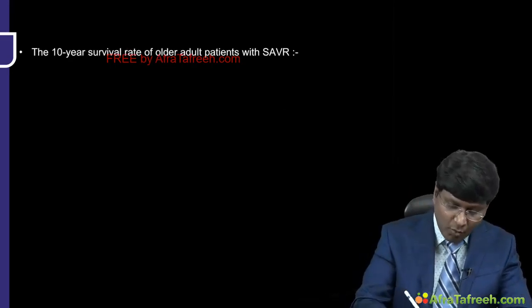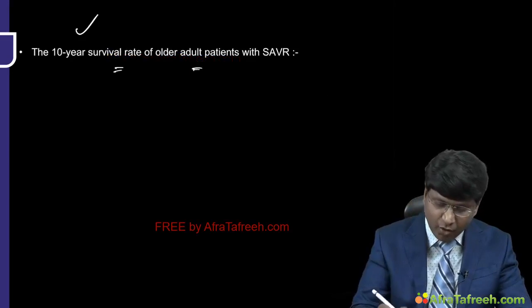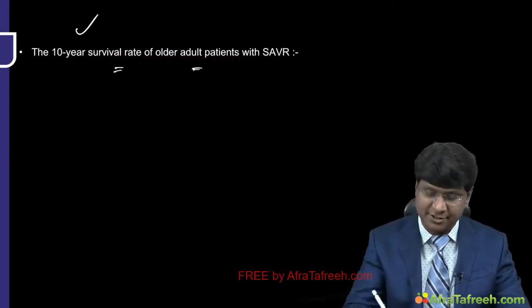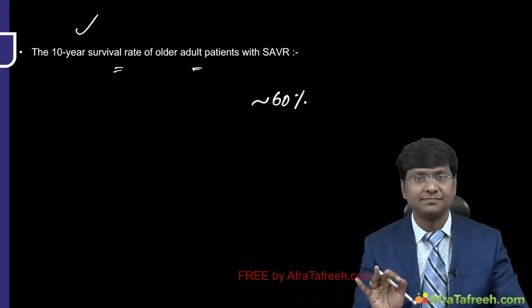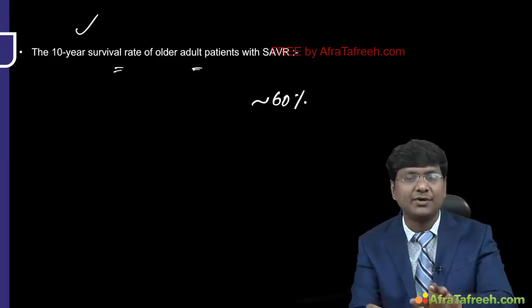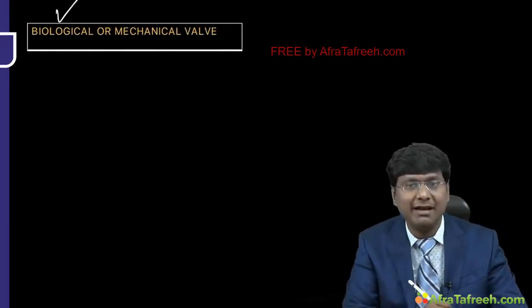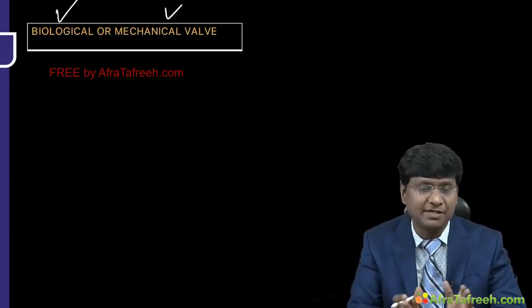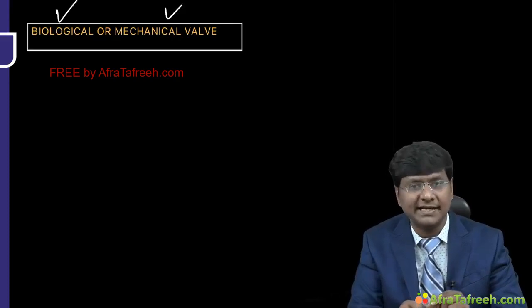Okay, and what is the 10-year survival rate? The 10-year survival rate of older adult patients with surgical aortic valve replacement is nearly 60%. That is the importance of your surgical aortic valve replacement. Now, when you are doing surgical aortic valve replacement, which valves have to be placed, right? Is it the biological valve or bioprosthetic valve, or is it the mechanical valve? So it all depends upon the age of the individual. It all depends upon the risk of the anticoagulation.